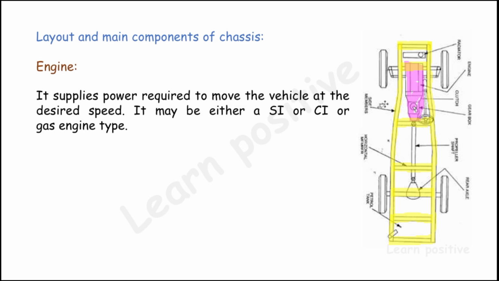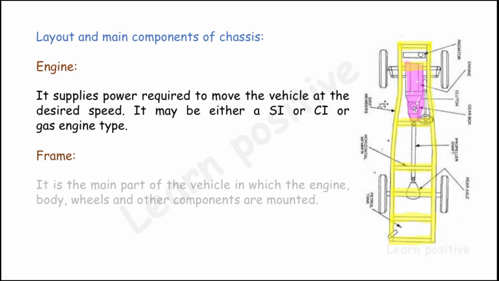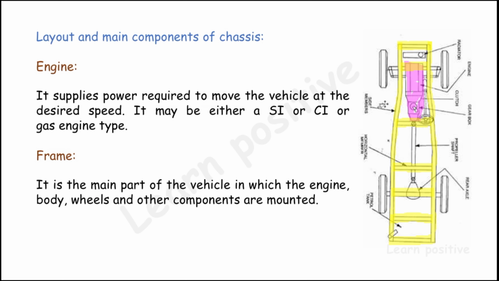From the engine we get all the power, and the engine is mounted on the chassis frame. The frame is the main part of the vehicle, on which the engine is mounted, and the body, the wheels and other components are to be mounted. So the chassis frame is the main component, as we said before. It is the only place where we mount everything, even the suspension system is mounted on the chassis only. So this is the main part of the vehicle.